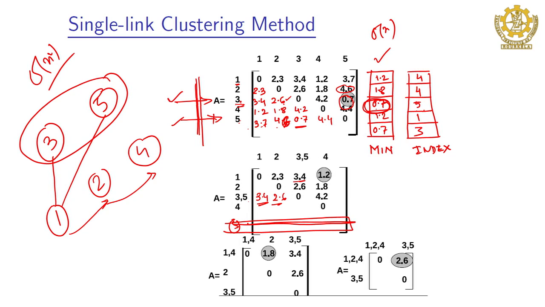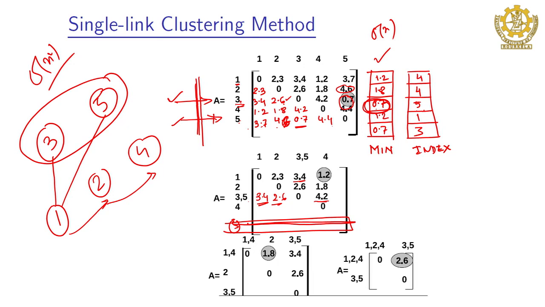Now, similarly, 3/5 to 3/5 has no meaning. Then 3 to 4 is 4.4 and 5 to 4 is 4.2. So, the minimum is 4.2. So, the updation is complete.